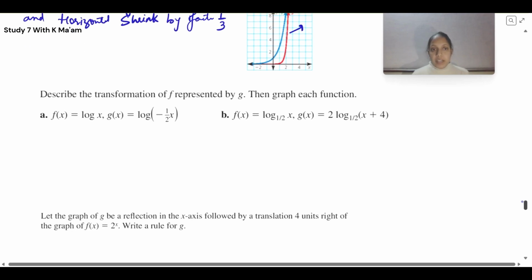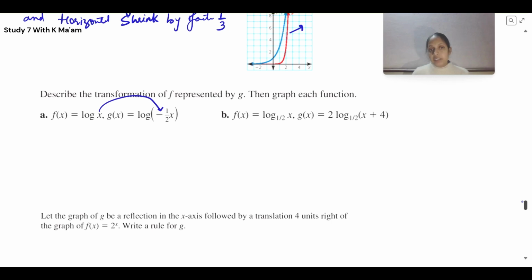Next, we have to describe the transformation. We did the questions on exponential transformation. Here, we are doing the transformation in logarithmic, to see what the change is. x changed to negative half x. Negative half is not one transformation, it's two transformations applied. x changed to negative x, so it's a reflection across the y-axis.